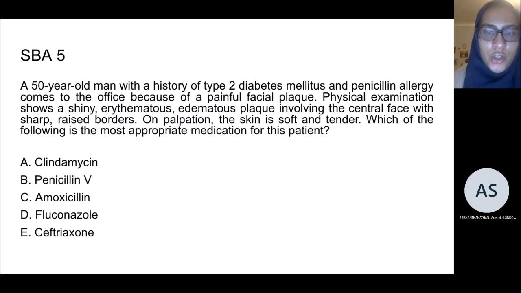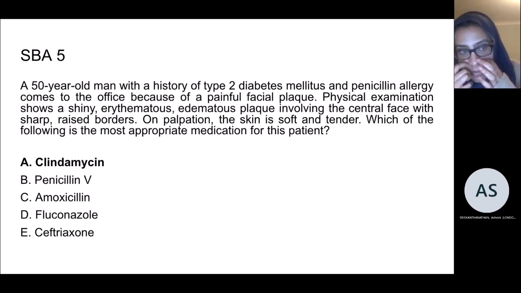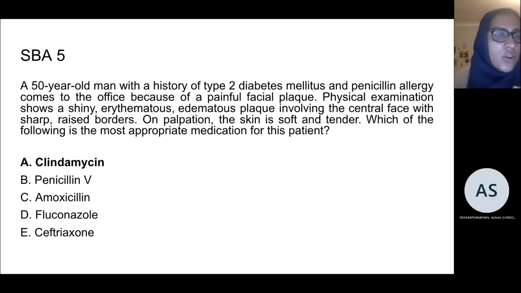Okay. So the answer to this question is A, clindamycin. So what is this SBA trying to get at? He's got type 2 diabetes, and he's got this red plaque on his face with sharp raised borders, and when you touch it, it tends to be tender, although soft. What this rash is trying to get at is something called erysipelas.